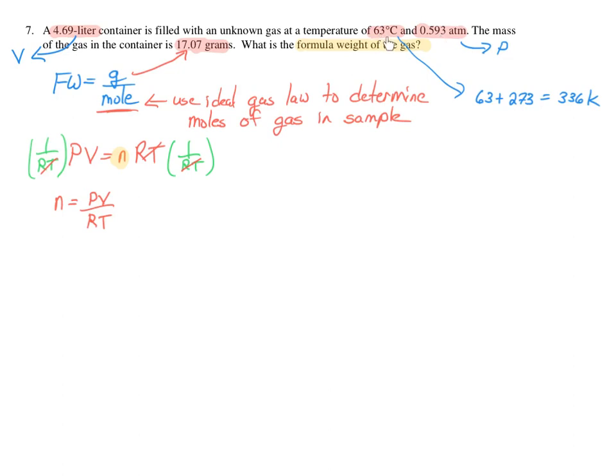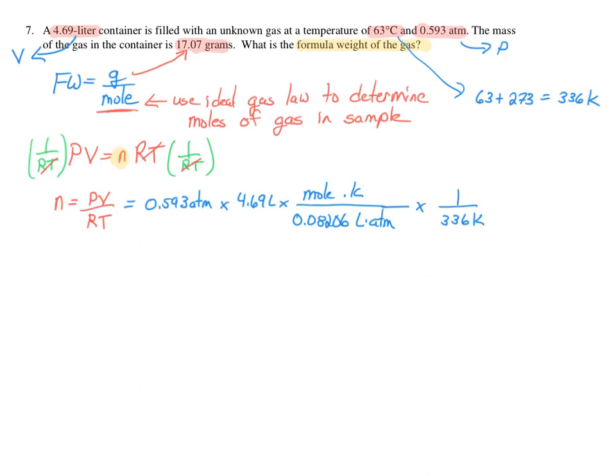However, since this is an ideal gas law question, we want to make sure we express our temperature in Kelvin. We substitute in our values. We can check our units. We see atmospheres cancels, liters cancel, moles survives, and finally the units of Kelvin cancels. So we've set up our problem correctly.